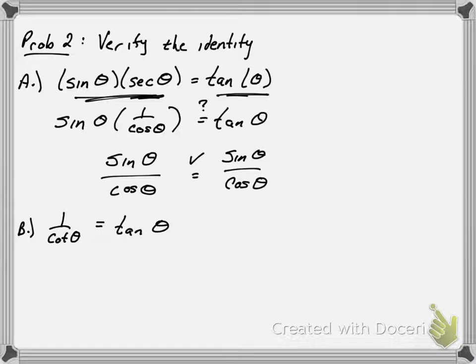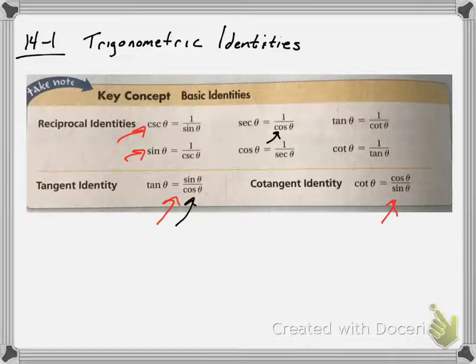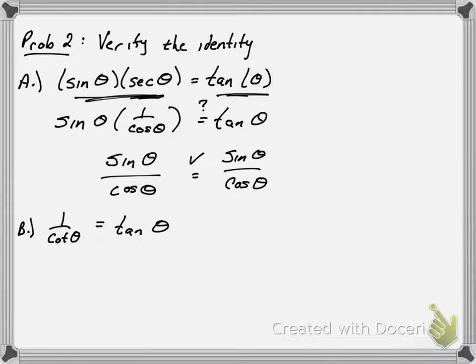Now let's check out B, 1 over the cotangent of theta. Does that equal the tangent of theta? Now you could look at the trig identity here and say, well, tangent of theta equals 1 over cotangent of theta. Well, that's not what they're trying to do. They're trying to talk about how can you prove that it equals that. So again, what does cotangent of theta equal? Well, cotangent of theta really equals 1 over the tangent of theta.